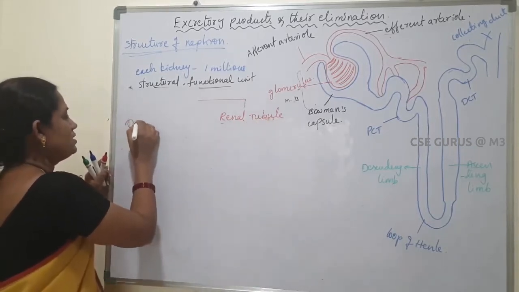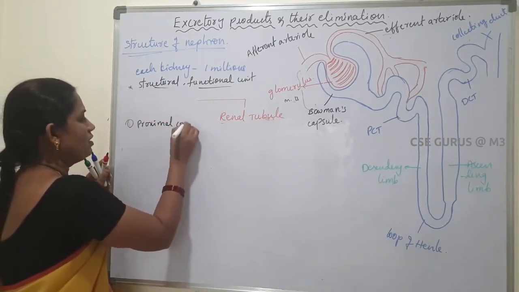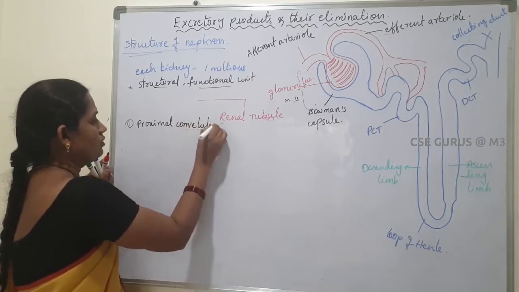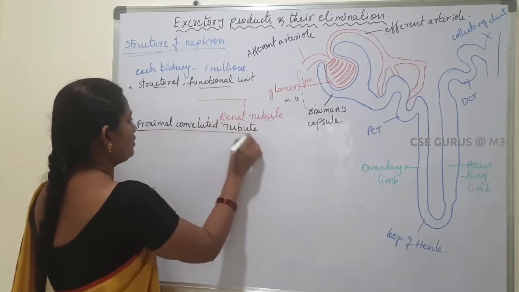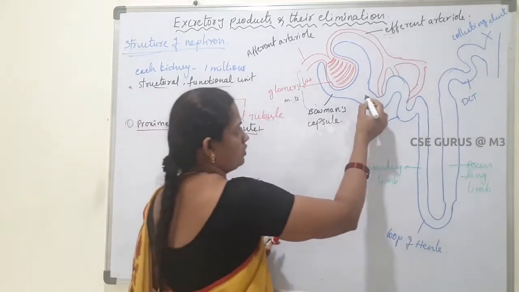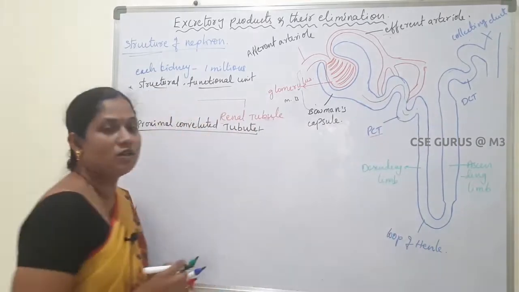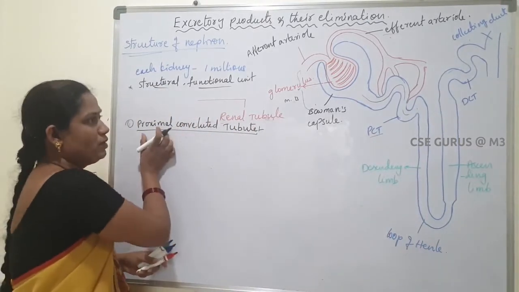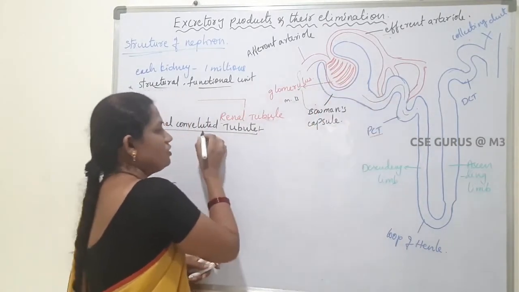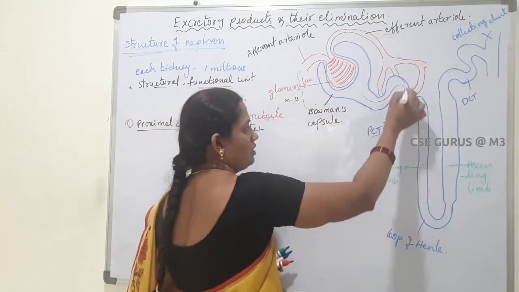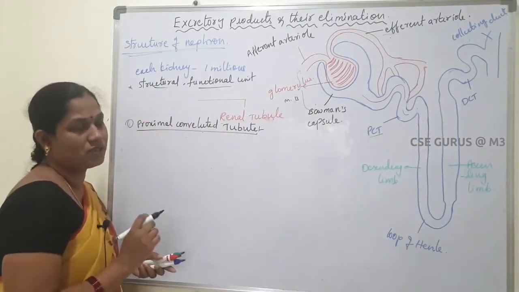First one, the PCT, proximal convoluted tubule. Proximal means it is present near the Bowman's capsule. Convoluted means it is highly folded. Tubule means a tube-like structure, that's why it is a tubule.